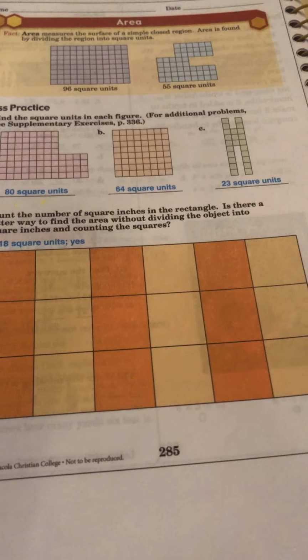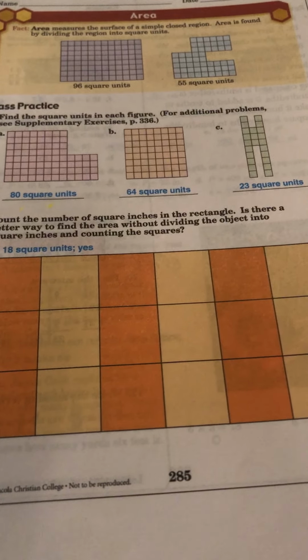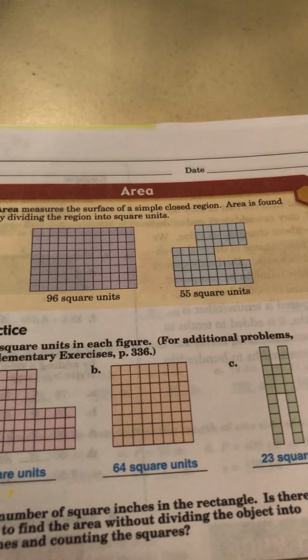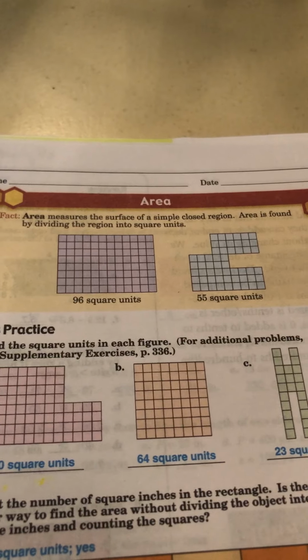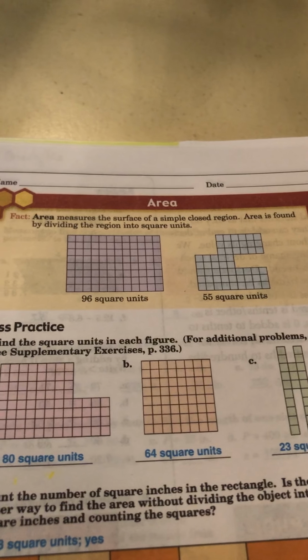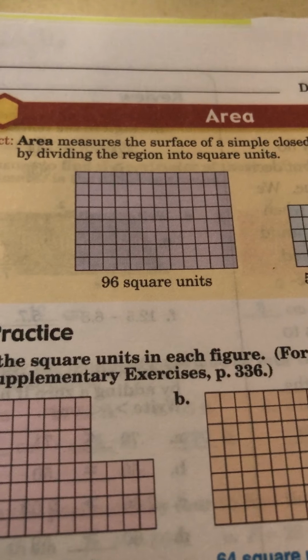We are going to do a little snapshot on area, okay? Area measures the surfaces of a simple closed region. Area is found by dividing the region into square units, okay? Now, you just have to count those, guys, okay?